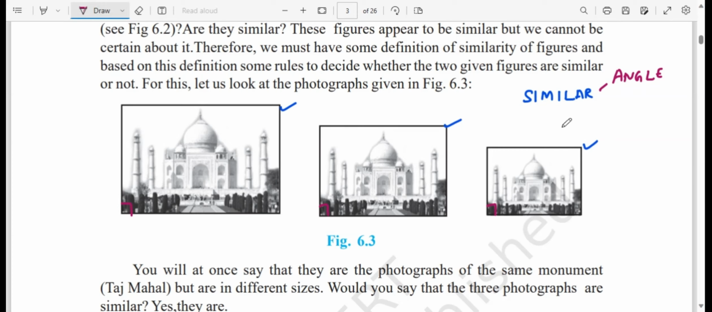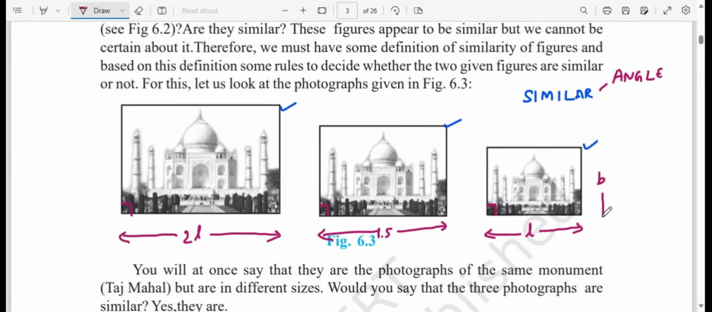Okay. Now coming to this distance, let us assume this distance is L. This distance seems to be a little bit bigger, so it can be around say 1.5 L, and this can be say two times L. Similarly, let us take this as the breadth B. This seems to be say 1.5 times B, and this seems to be say two times B.